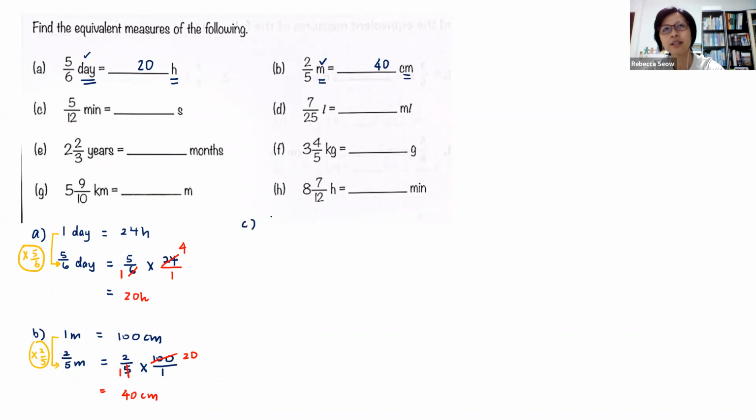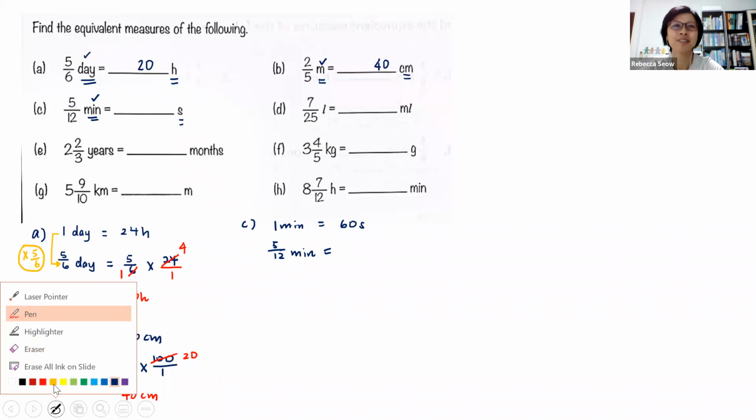Working out C, 5 out of 12 minutes equals how many seconds? I'm doing a comparison between minutes and seconds, minutes being the bigger unit. So 1 minute equals 60 seconds. Next line, I replace the 1 by 5 out of 12. You would have guessed that I would take the 1 multiplied by 5 out of 12 to give me 5 out of 12, right?